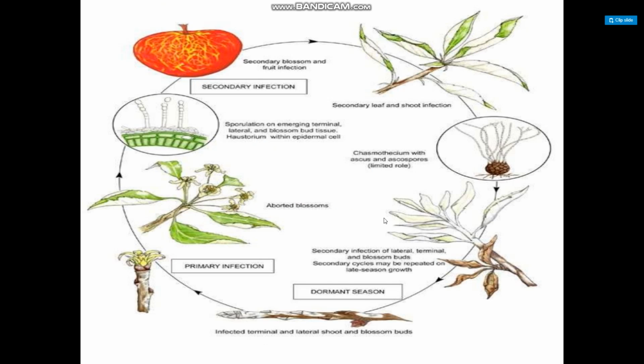In primary infections, there is sporulation on emerging terminal, lateral and blossom bud tissues, and haustoria within the epidermal cell. After that, secondary infection happens: secondary blossom and fruit infections, and secondary leaf and shoot infections. These secondary infections of lateral, terminal and blossom bud, the secondary cycle, may be repeated on late season growth. After that, the dormant season happens, with infected terminal and lateral shoots and blossom buds.